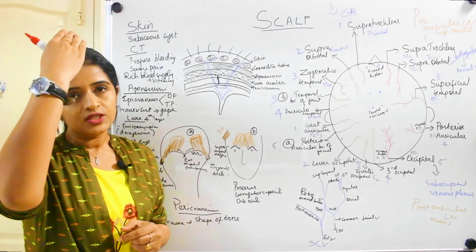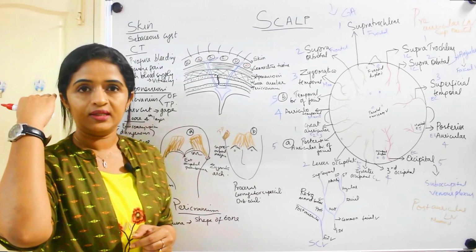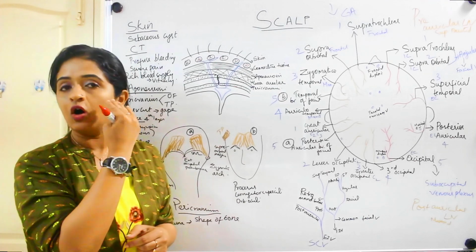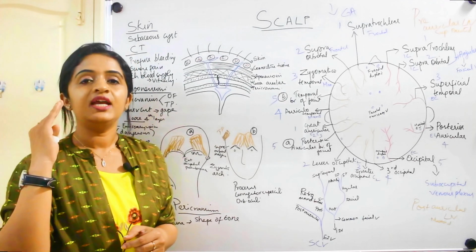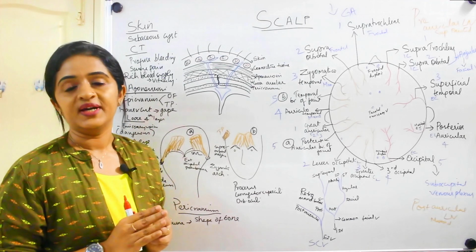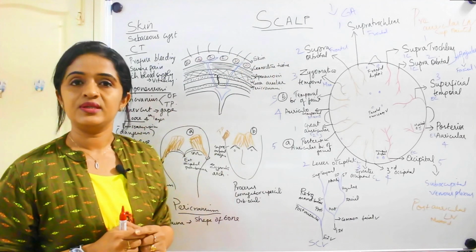And to the sides, till where does it extend? So to the sides it extends up to the zygomatic arch on either side. So that area of the calvaria is covered by the region known as scalp.